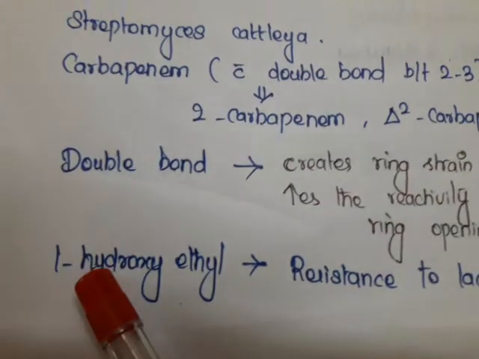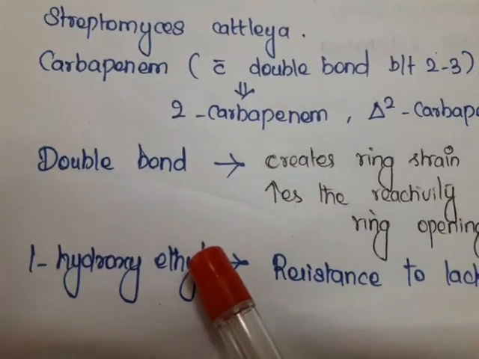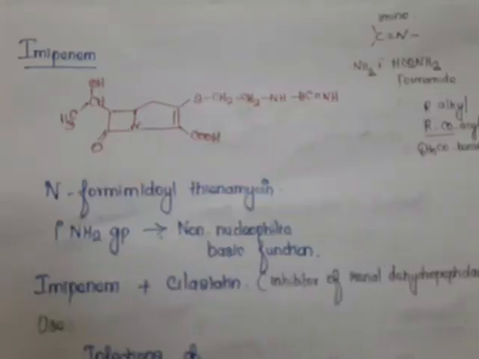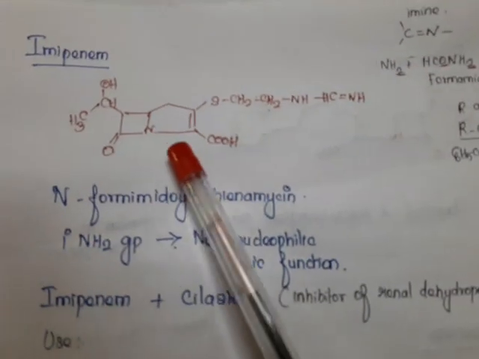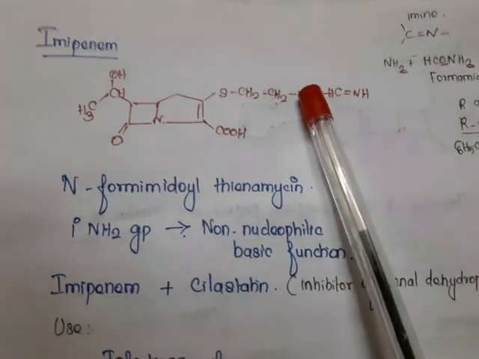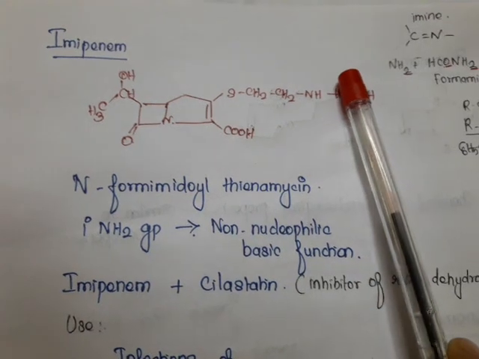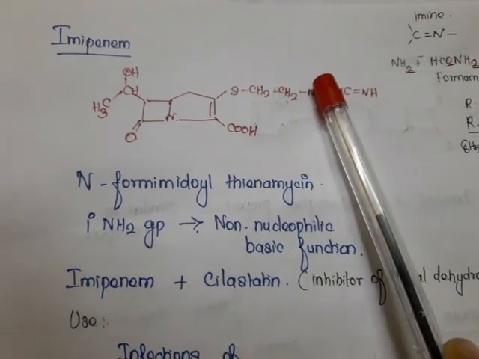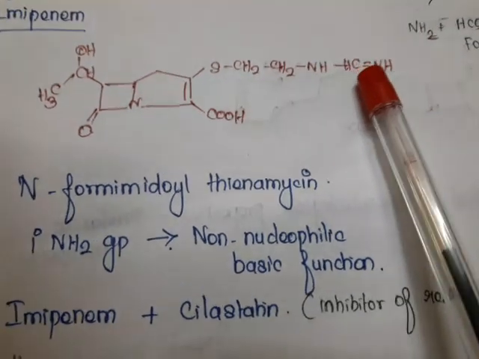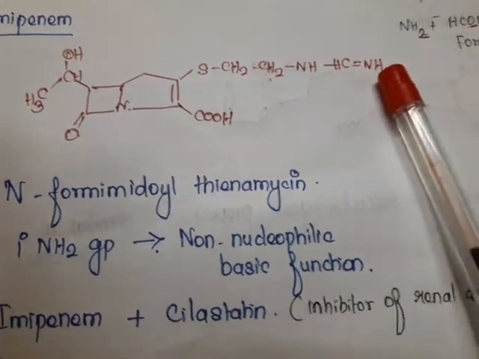And next one, so we have 1-hydroxyethyl in 6 position. That is responsible for resistance to lactamases. So next one is called imipenem. So look at that structure. So what is attached? Same as that of thienamycin. Here only NH2 means that is called as thienamycin. So here with the NH2 what is added? CH double bond NH is added.